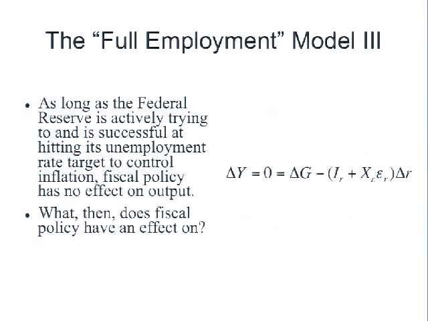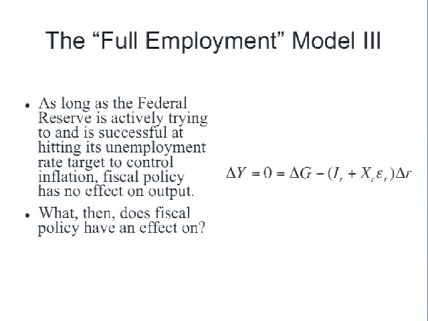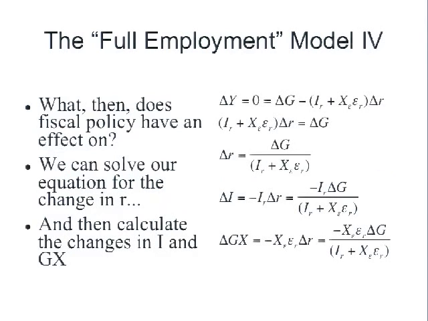And we can solve that by simply putting the delta R terms on the left-hand side and dividing to say, if fiscal policy has no effect on output, if boosting the government budget deficit, boosting government spending doesn't raise employment, then something must be happening to real interest rates when government purchases go up. Real interest rates must be rising, and real interest rates must be rising by this amount. And what happens if real interest rates rise by this amount?